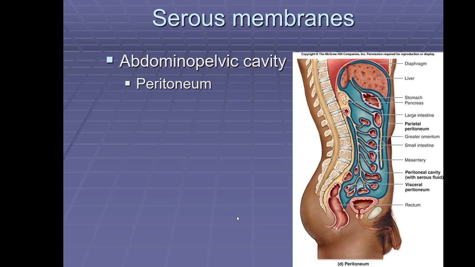And then the one big serous membrane in the abdominopelvic region is called the peritoneum. You can see this gets a little more complex as it goes all around your intestines, but same thing, you'll have a visceral layer and a parietal layer. Those are labeled, but it's a little bit harder to see. And the cavity between the two is called the peritoneal cavity that has the serous fluid in it.